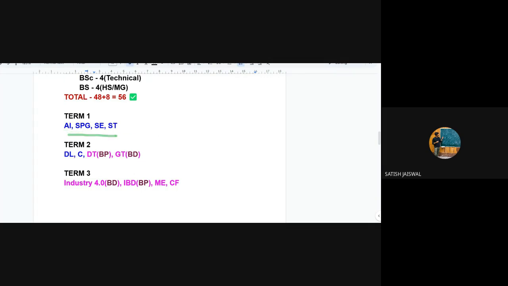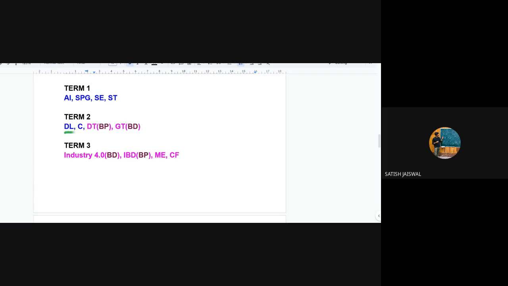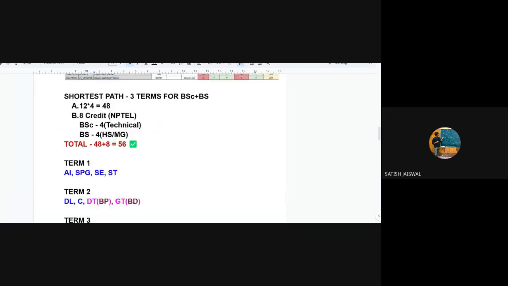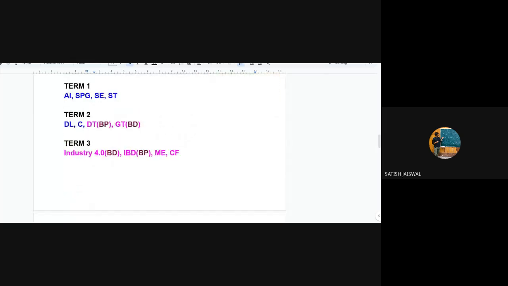In the next term, he is taking deep learning definitely, because this is a mandatory course and should be taken. And from this list of courses, the student has taken programming in C. If you can see, the blue courses are for the BSc level. Okay. And the next 2 slots can be filled using the BD and the BP course requirements. So the student is taking design thinking and game theory. And if you can see, the categories are BP and BD. So one BP and one BD category for the BS level is completed here.